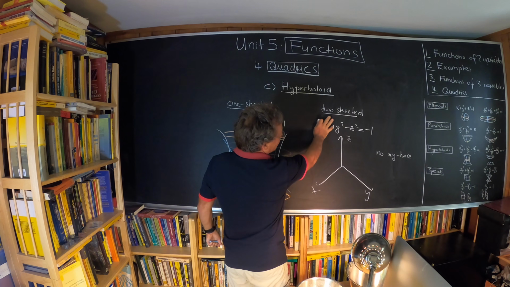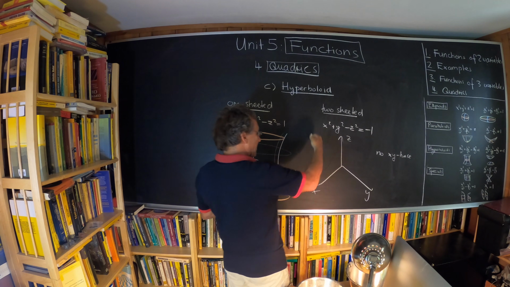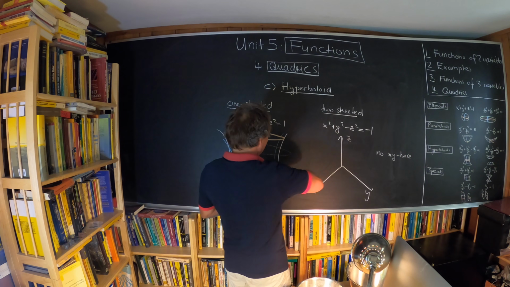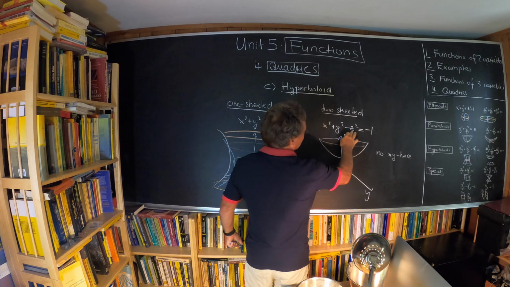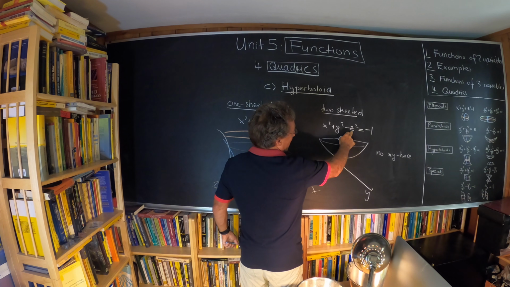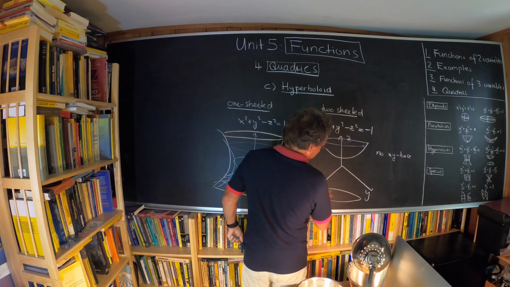And if you look at the traces, you still see when x is equal to 0 or y is equal to 0, they are still hyperbolas. But the hyperbolas are now like that. So what we have is, and then we get also when z is equal to, maybe z is equal to 2, we see x squared plus y squared is equal to 3. So we get circles.